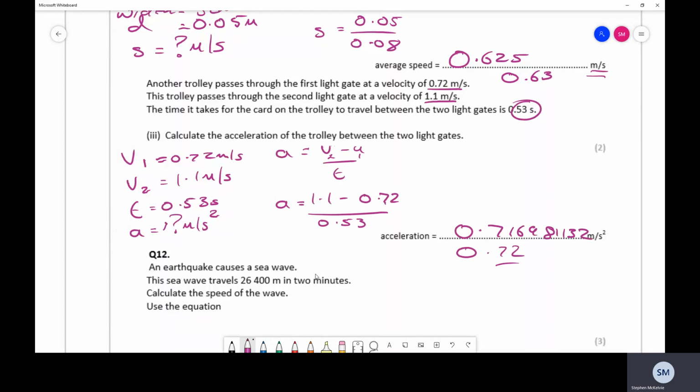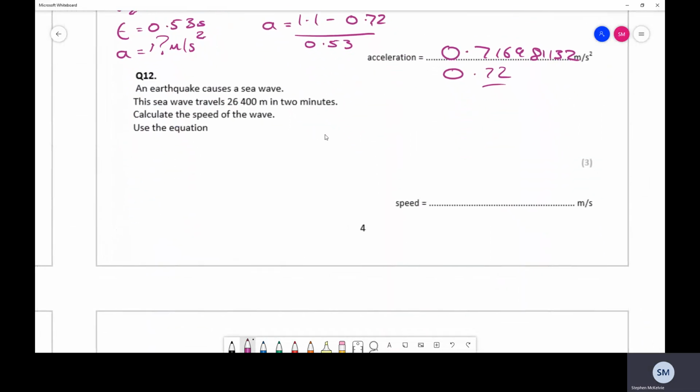An earthquake causes a sea wave, and nobody waved back. It was very sad. Ha ha ha.